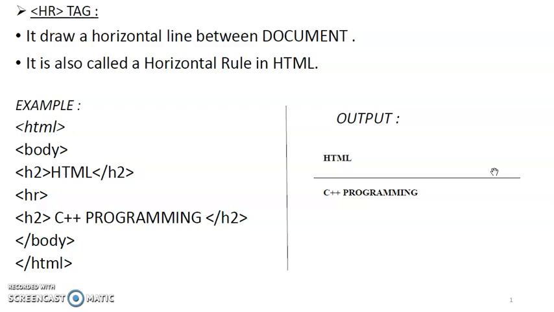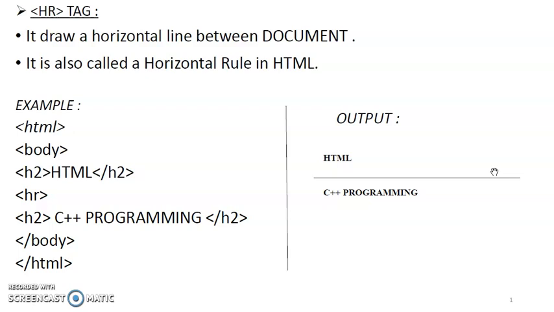Now see, your first is the HR tag. This tag is used to draw a horizontal line between two documents. Okay. So this tag is also called the HR tag or horizontal rule.